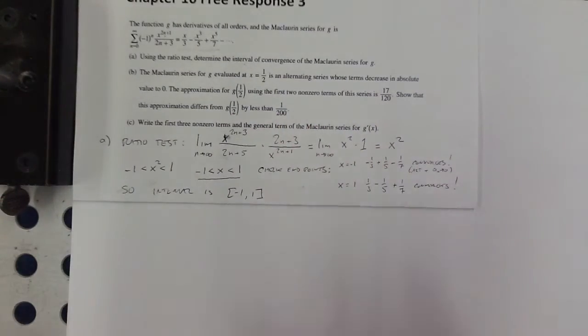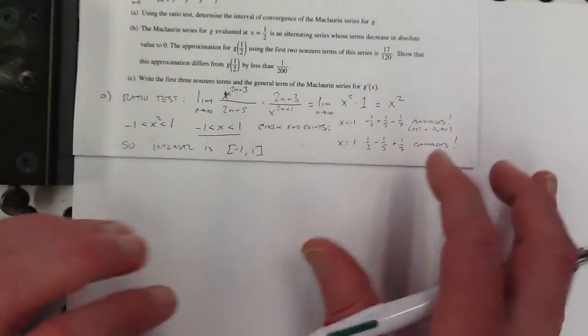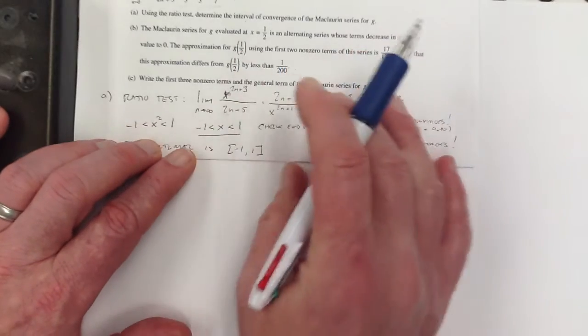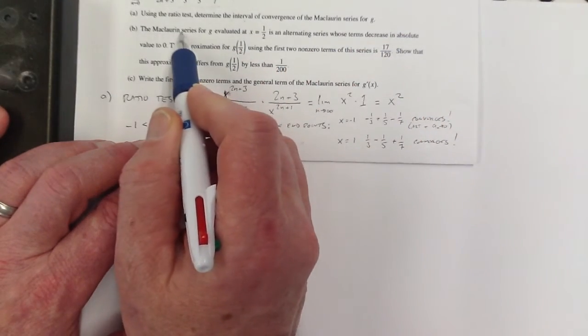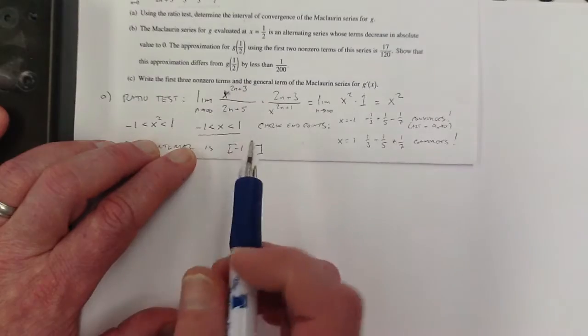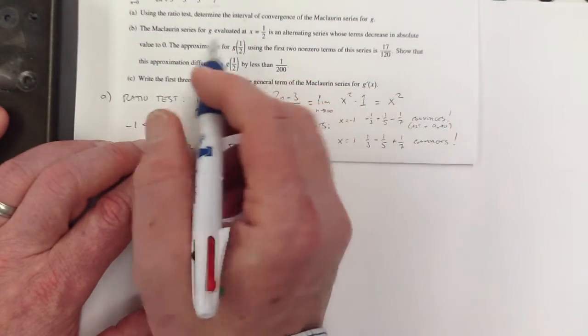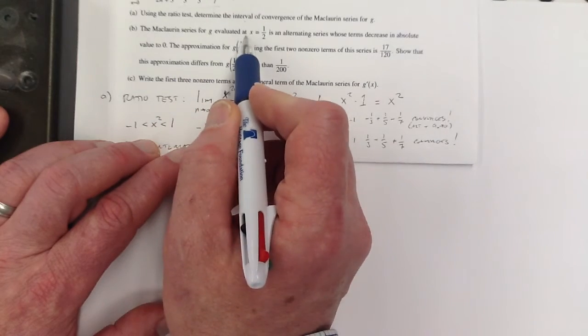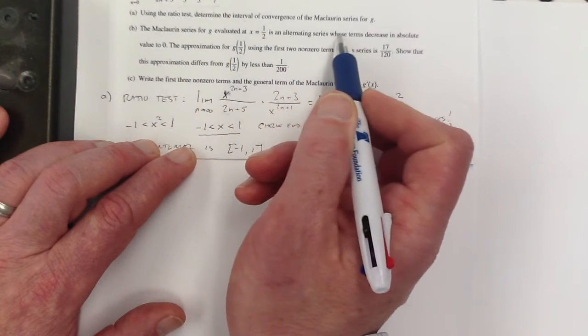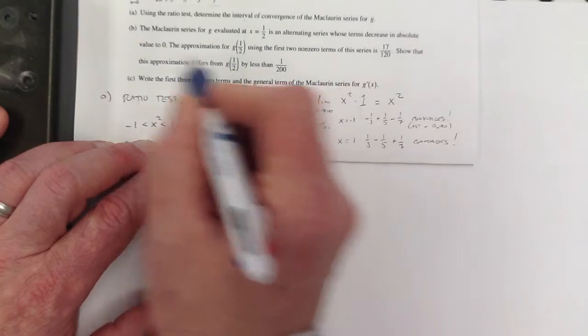And that's my final answer. Okay. B, the Maclaurin series for G. Remember, Maclaurin series just means Taylor series at x equals 0. You could also say the Taylor series centered at x equals 0. For G, evaluated at x equals 1/2 as an alternating series whose terms decrease in absolute value to 0.